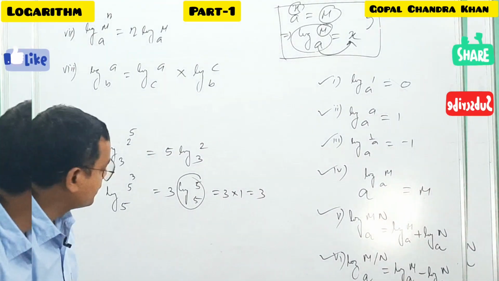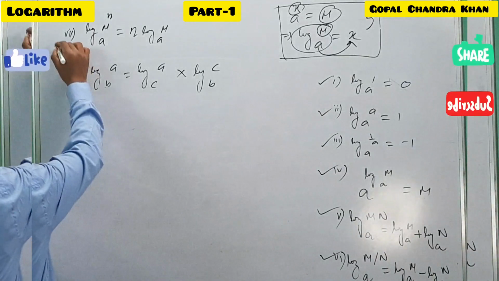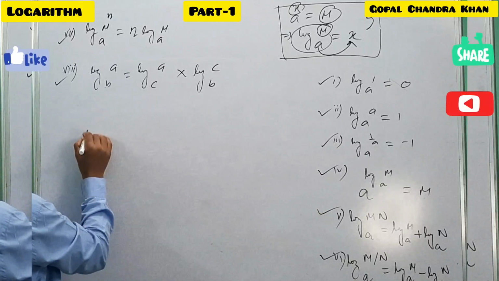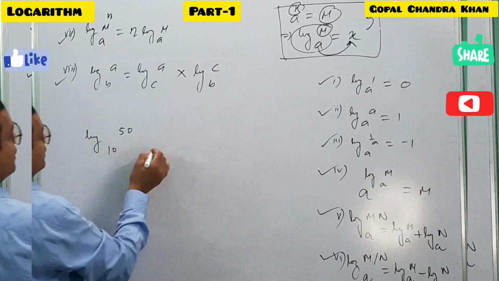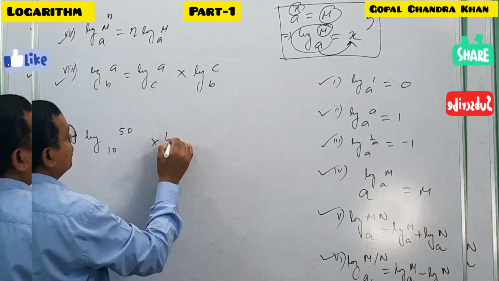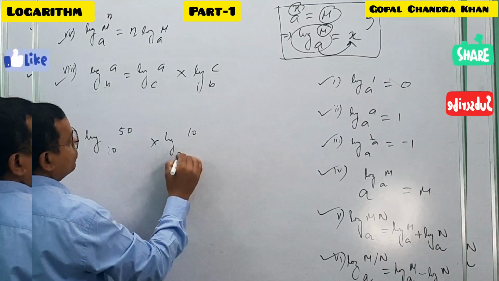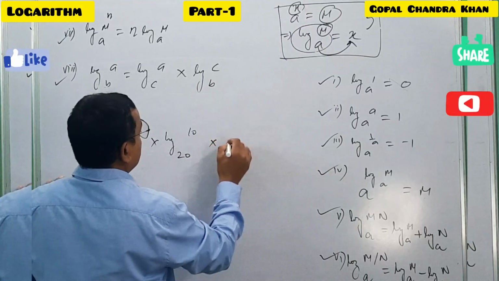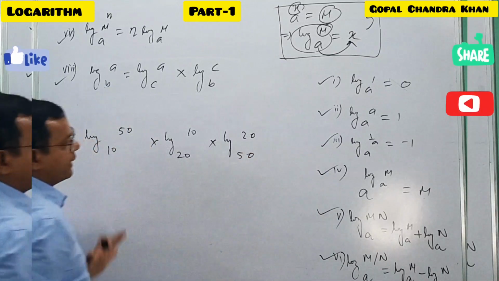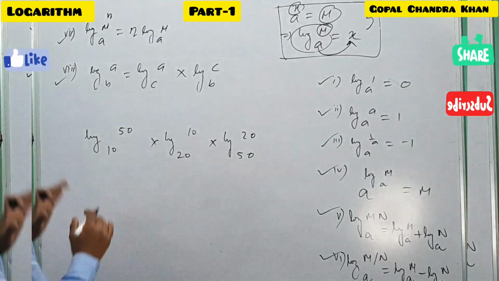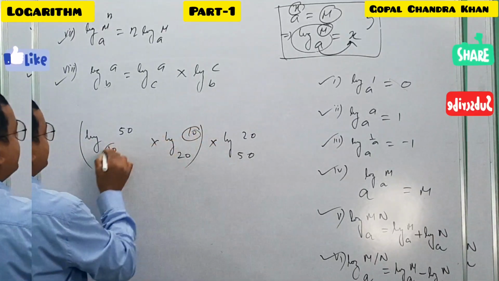Now many times, number 8, how can we apply it? Many times you will get logarithm 50 base 10 into logarithm 10 base 20 into logarithm 20 base 50. Now you need to do the calculation. How will we do it? First, if you look at this, what is common here? Look, 10 and 10 are common.